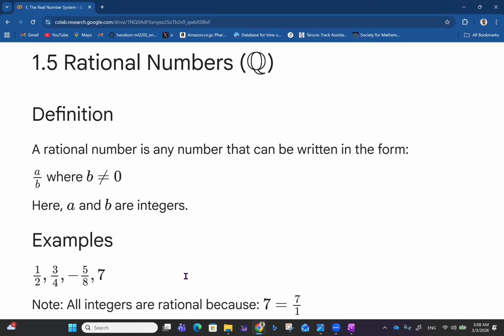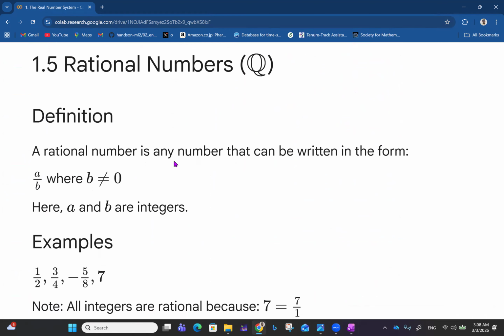Then we go for rational numbers. A rational number is any number that can be written in the form a over b, where b is not equal to 0.